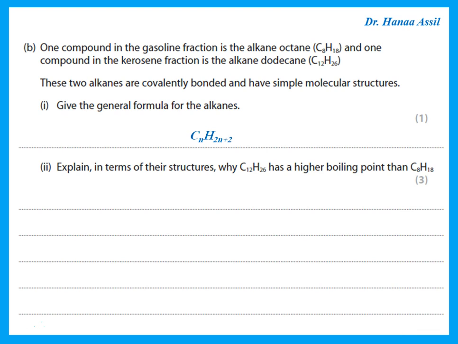CnH2n+2. That means the hydrogens are twice the carbons plus 2. Okay? Explain in terms of their structures why C12H26 has a higher boiling point than C8H18.